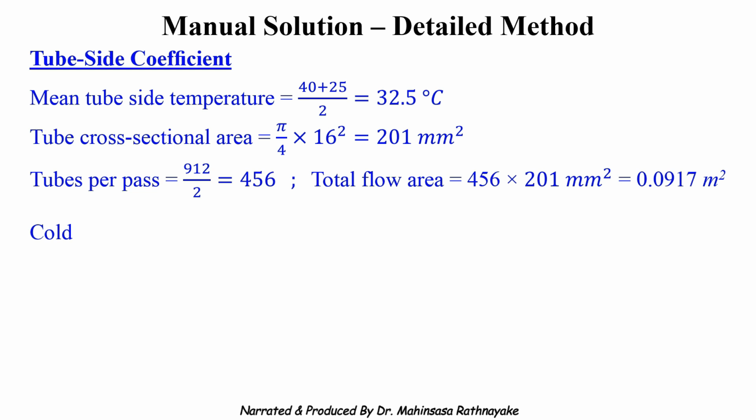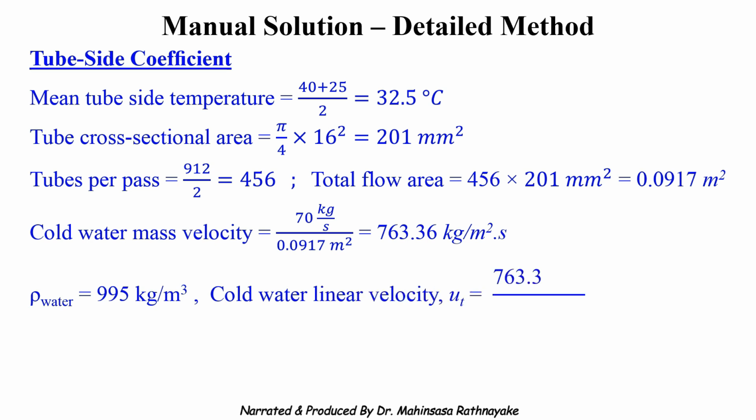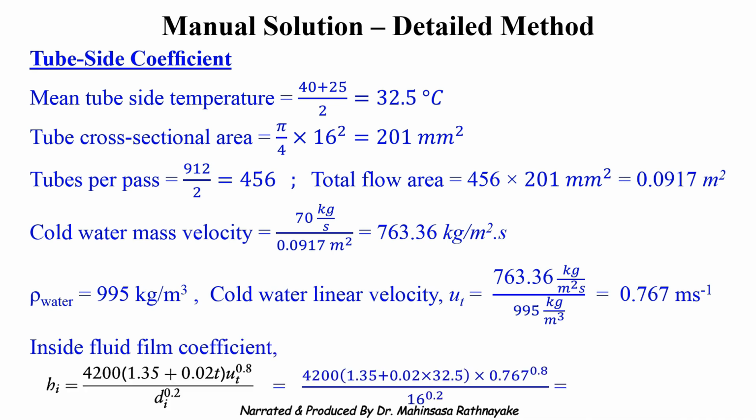Therefore, the total flow area is 0.0917 square meters. Cold water is flowing through the tubes. Therefore, we can calculate the cold water mass velocity is equal to 763.36 kilograms per square meter per second. Since the density of water is 995 kilograms per cubic meter, cold water linear velocity can be calculated as 0.767 meters per second. These calculated parameters can be substituted to the equation to find out the inside fluid film coefficient for the tube side. We receive the tube side fluid film coefficient as 3902 watt per square meter per degree Celsius.